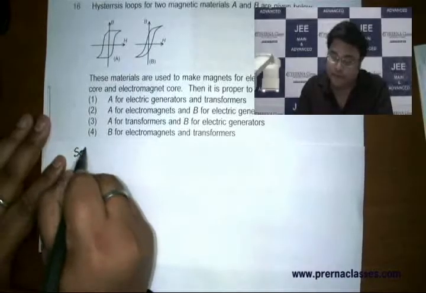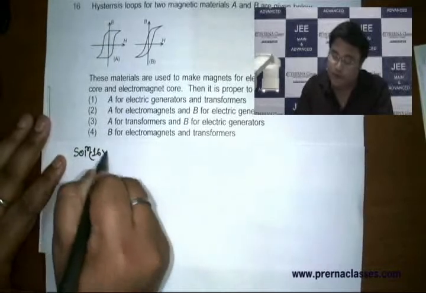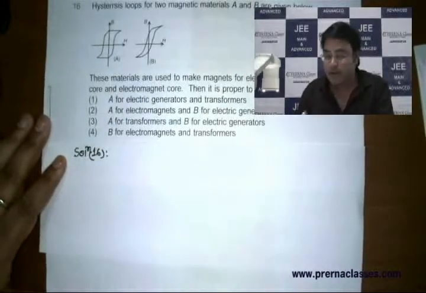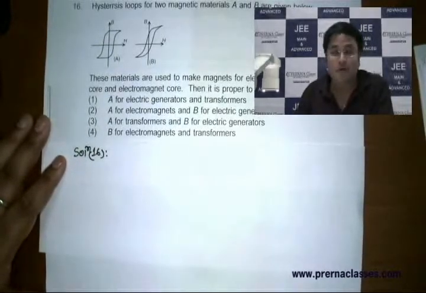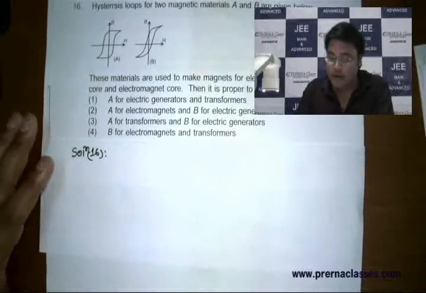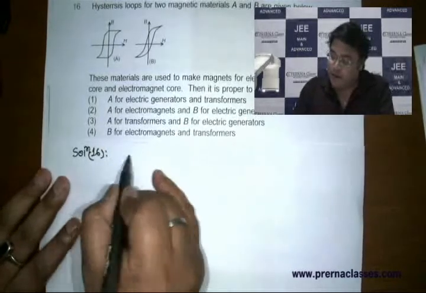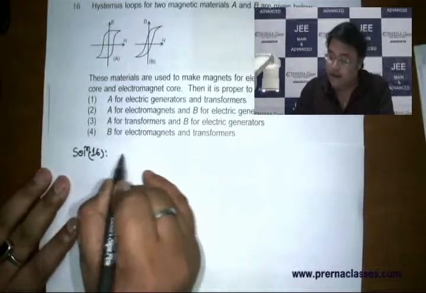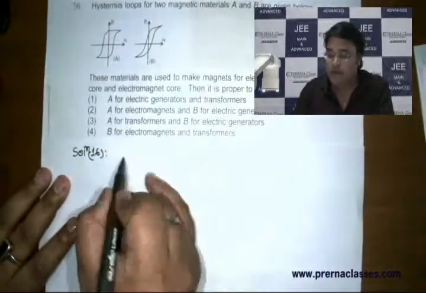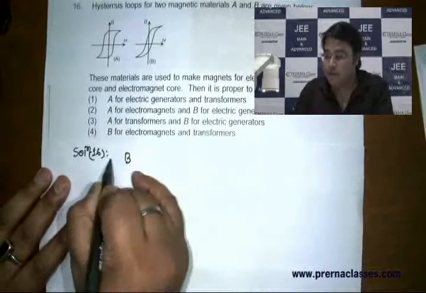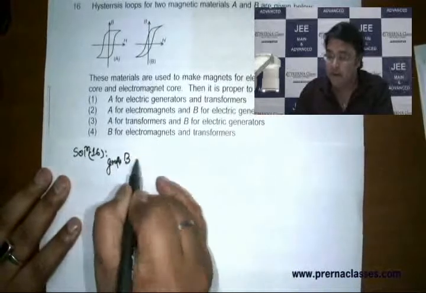Next is the setup. Again, it is based on the energy form of electromagnetic radiation. We have E equals hc by lambda or h into f. So that implies E is directly proportional to frequency, or you can say E is inversely proportional to lambda.